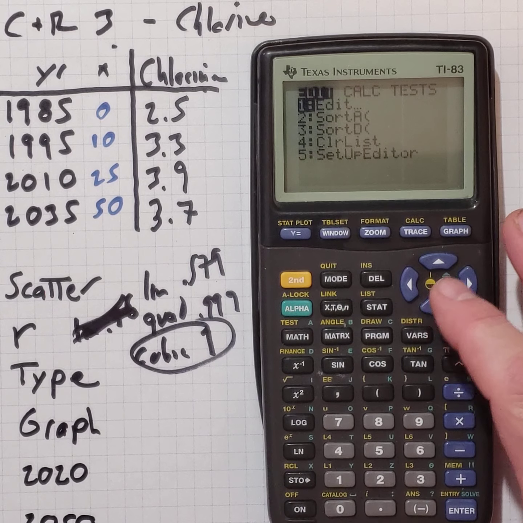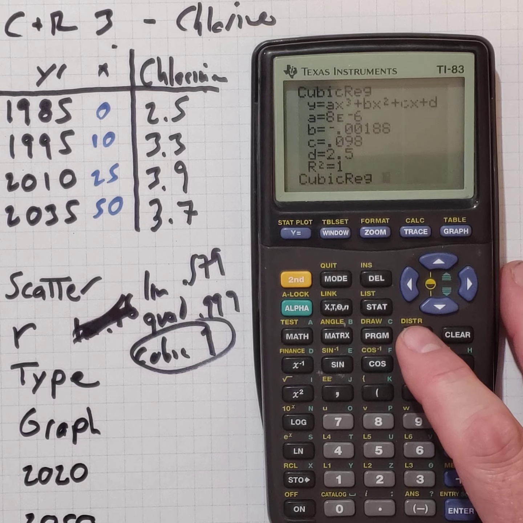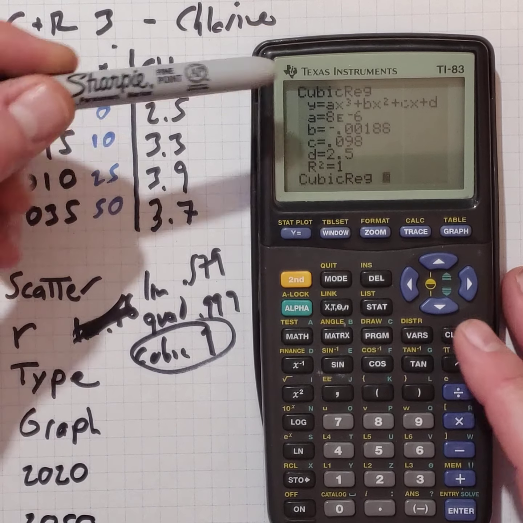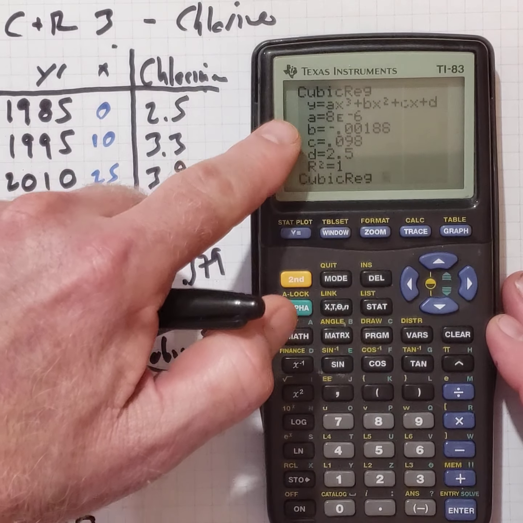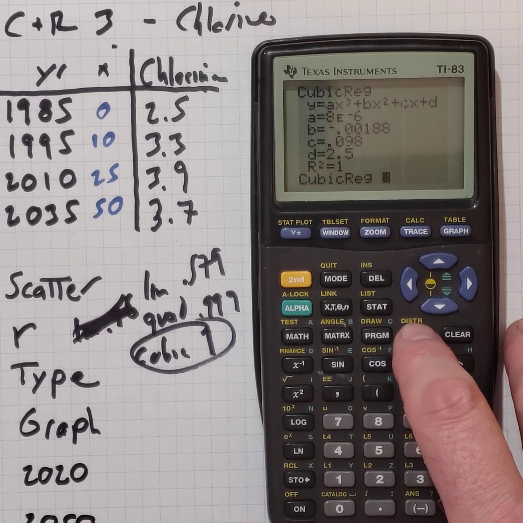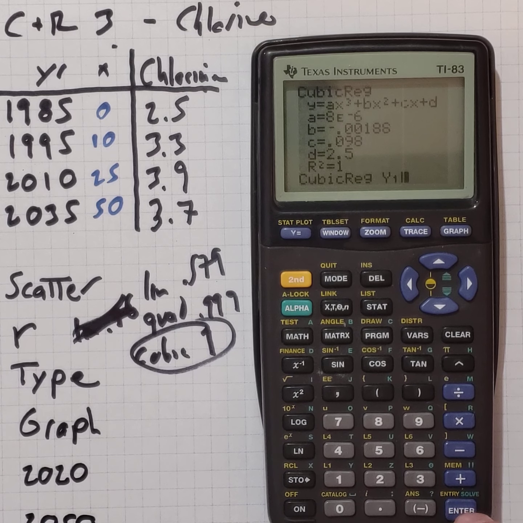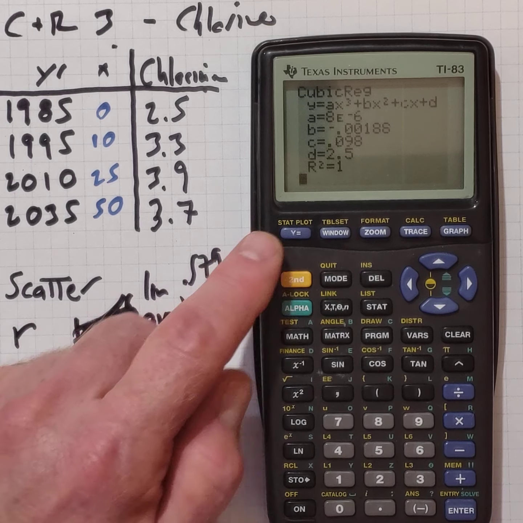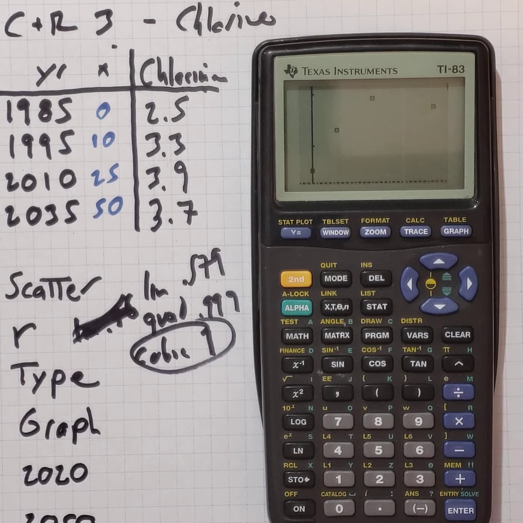So stat over to cubic regression, and then to put it into Y1, right? Look at that. It's a cubic, ax cubed plus bx squared plus cx plus d, where we have to put all of these numbers in for a, b, c, and d. I don't want to type that in. So instead, before we hit enter, we go vars over, and then enter, enter, enter. And it automatically puts all of that ugly stuff into Y1 for me, so that I can look at the graph of the curve and see that it does a perfect job of hitting all of those points.